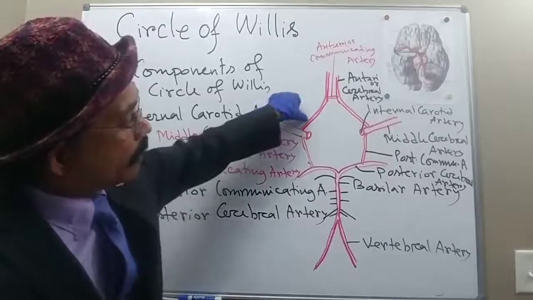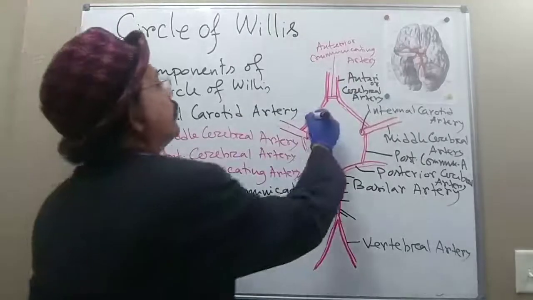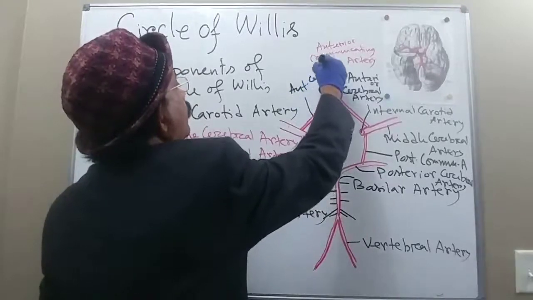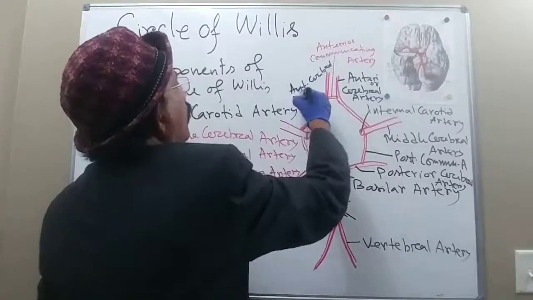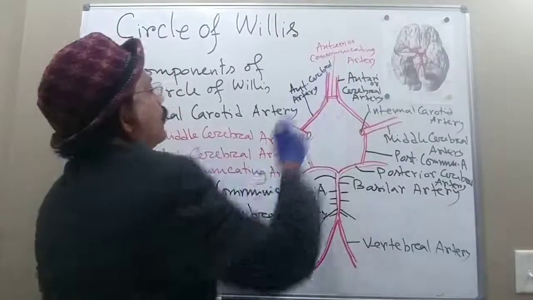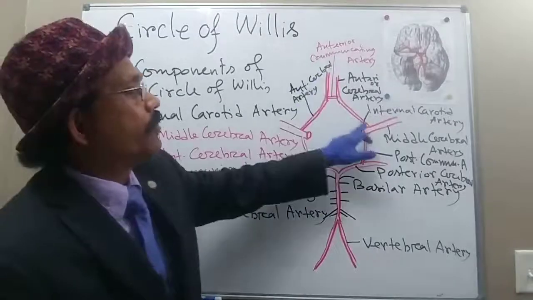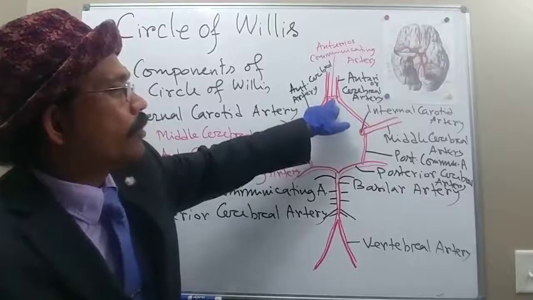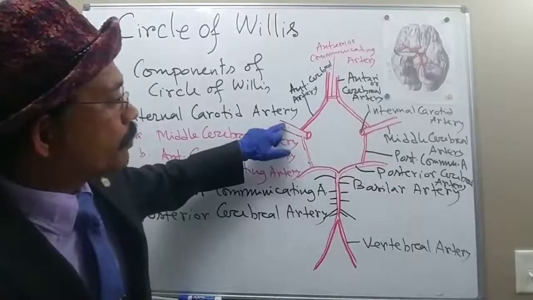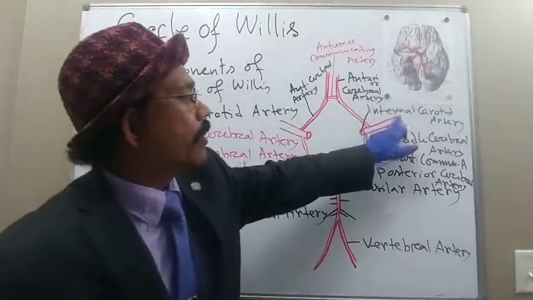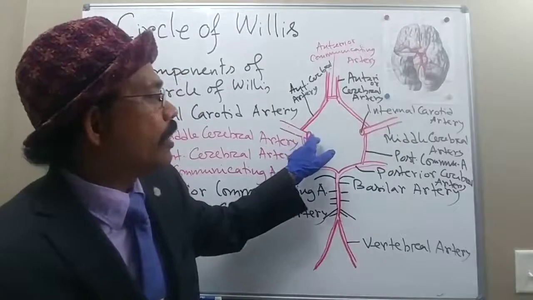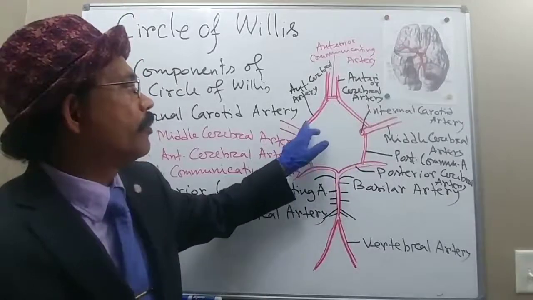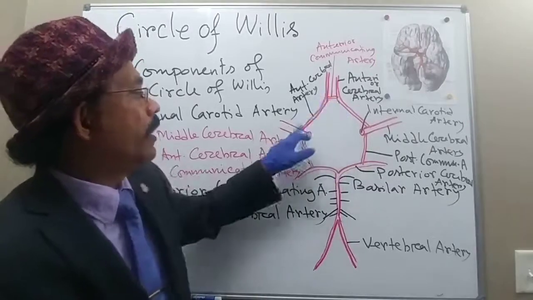So we got again the anterior cerebral artery. It is from here. This is still the anterior cerebral artery, with the anterior communicating artery. This is the middle cerebral artery. This is the internal carotid artery, and it has two branches: one is the anterior cerebral artery, and the other is the middle cerebral artery.